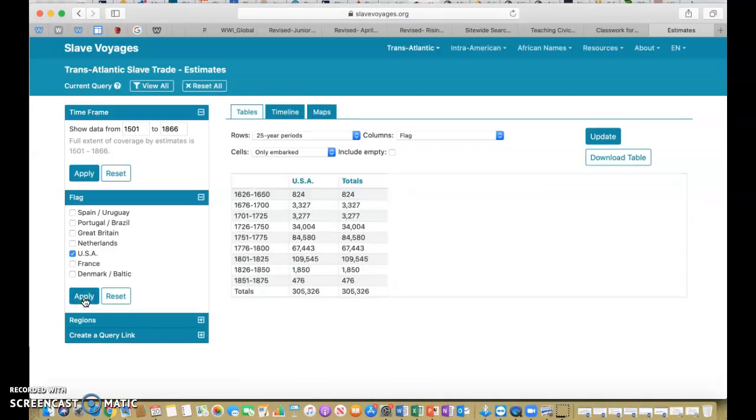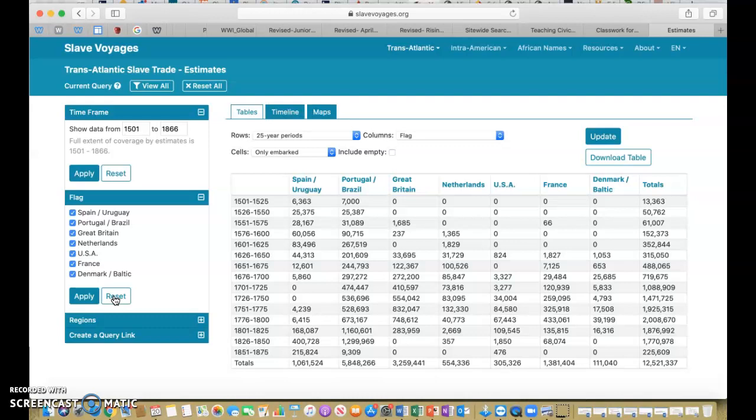So I click apply, and notice what happens here. According to the estimates, how many enslaved people were brought from the 1500s to the 1800s? There's our number right there. So that would be answer number 1. There's your answer on how to do it. Now I can hit reset, and what reset does is brings me back to my full page. So you can keep looking and talk about all of those questions.